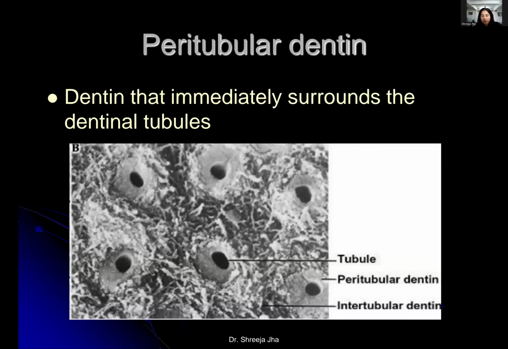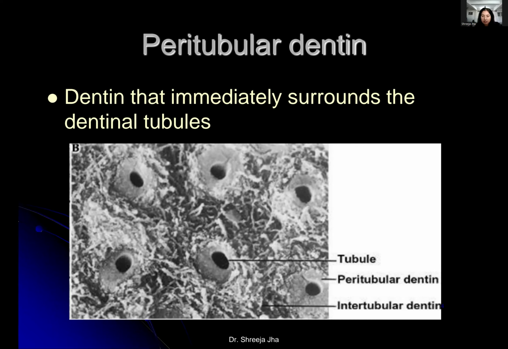So what is peritubular dentin? As the word itself says, peri is around the periphery of the tubules. Dentin that immediately surrounds dentinal tubules is called peritubular dentin. Here you can see there are tubules, and surrounding the tubules there is peritubular dentin.